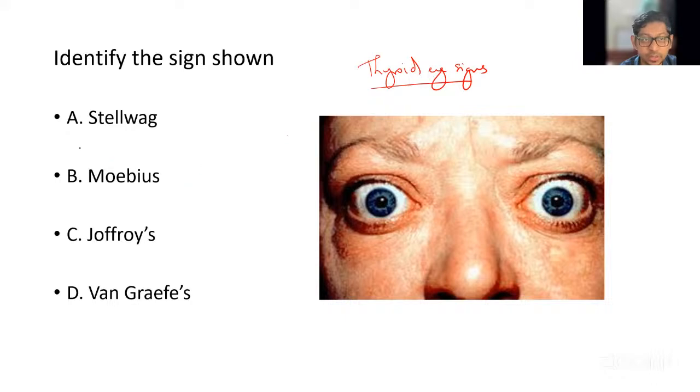So this is actually what is known as Stellwag sign. Okay, so Stellwag, S for staring. This is the most common thyroid eye sign. The most common thyroid eye sign that is found in hyperthyroidism or Graves' disease is Stellwag sign, or generally in hyperthyroidism, not particularly Graves' disease. Very important MCQ: the most common eye sign in hyperthyroid disorders is Stellwag sign.